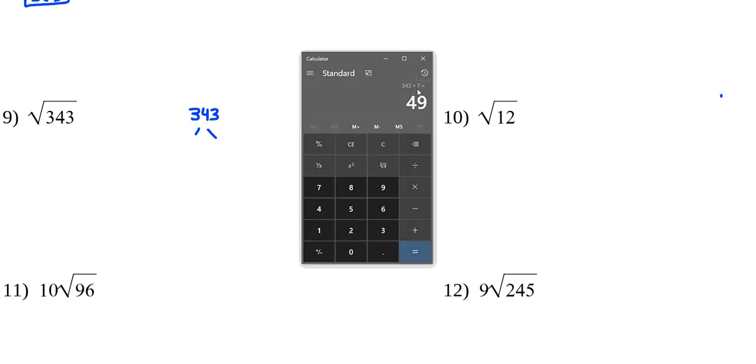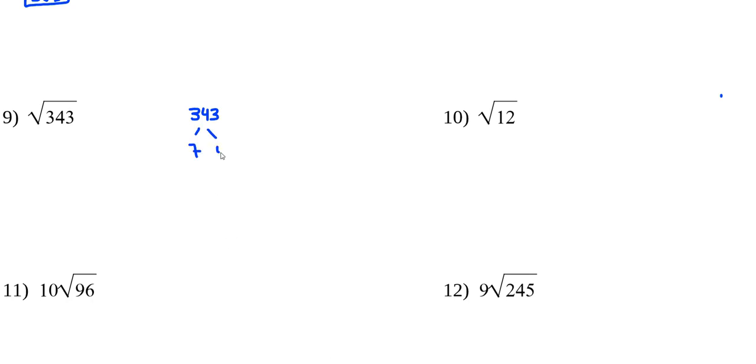All right, so this one's a prime, this one's a perfect square. So we get the square root of 49 times 7. The square root of 49 is 7, and we have a square root of 7 left over because it's not a perfect square.